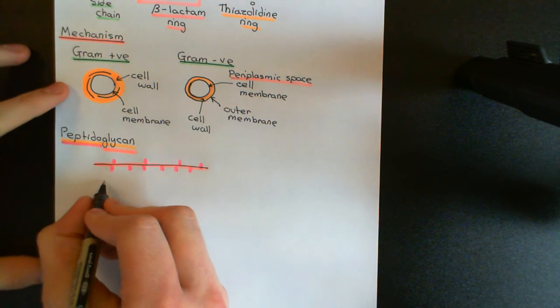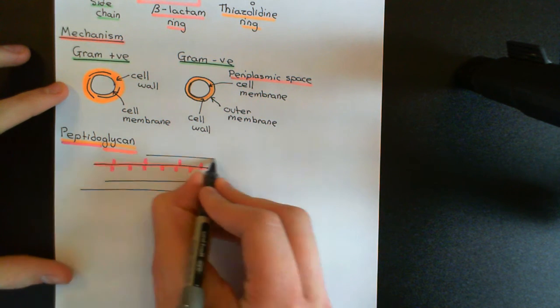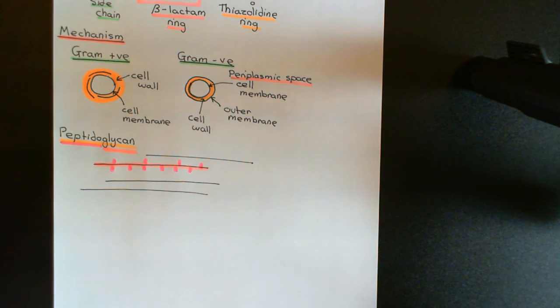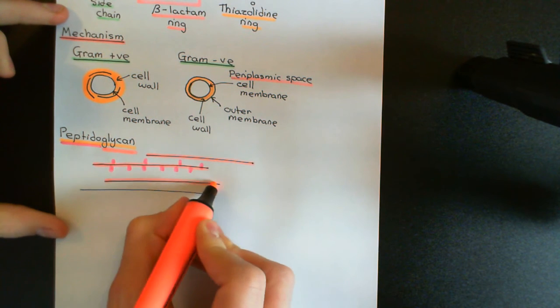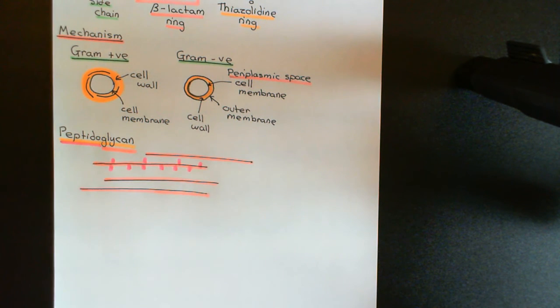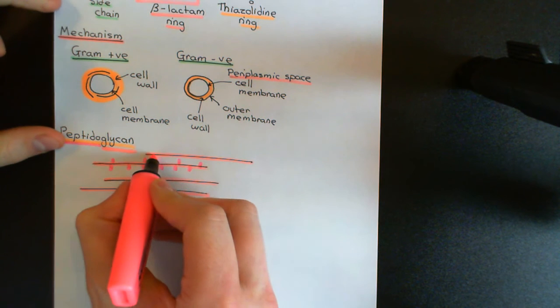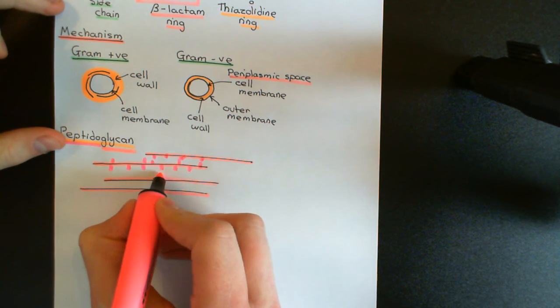So if I draw some more of these, the cell wall is going to have loads and loads of these peptidoglycan fibres all running in parallel around the bacterium like so. So here are some more of these peptidoglycan fibres, and I'm just going to add on their peptide side chains as well. So here are some more peptide side chains like so.